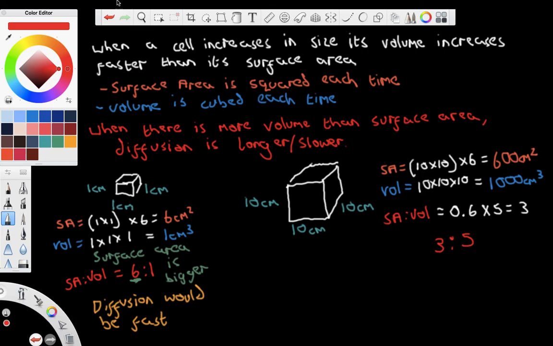Now, this time, because the volume is much bigger, diffusion would be slower. So the volume is much bigger. Therefore, you can say diffusion would be slow.